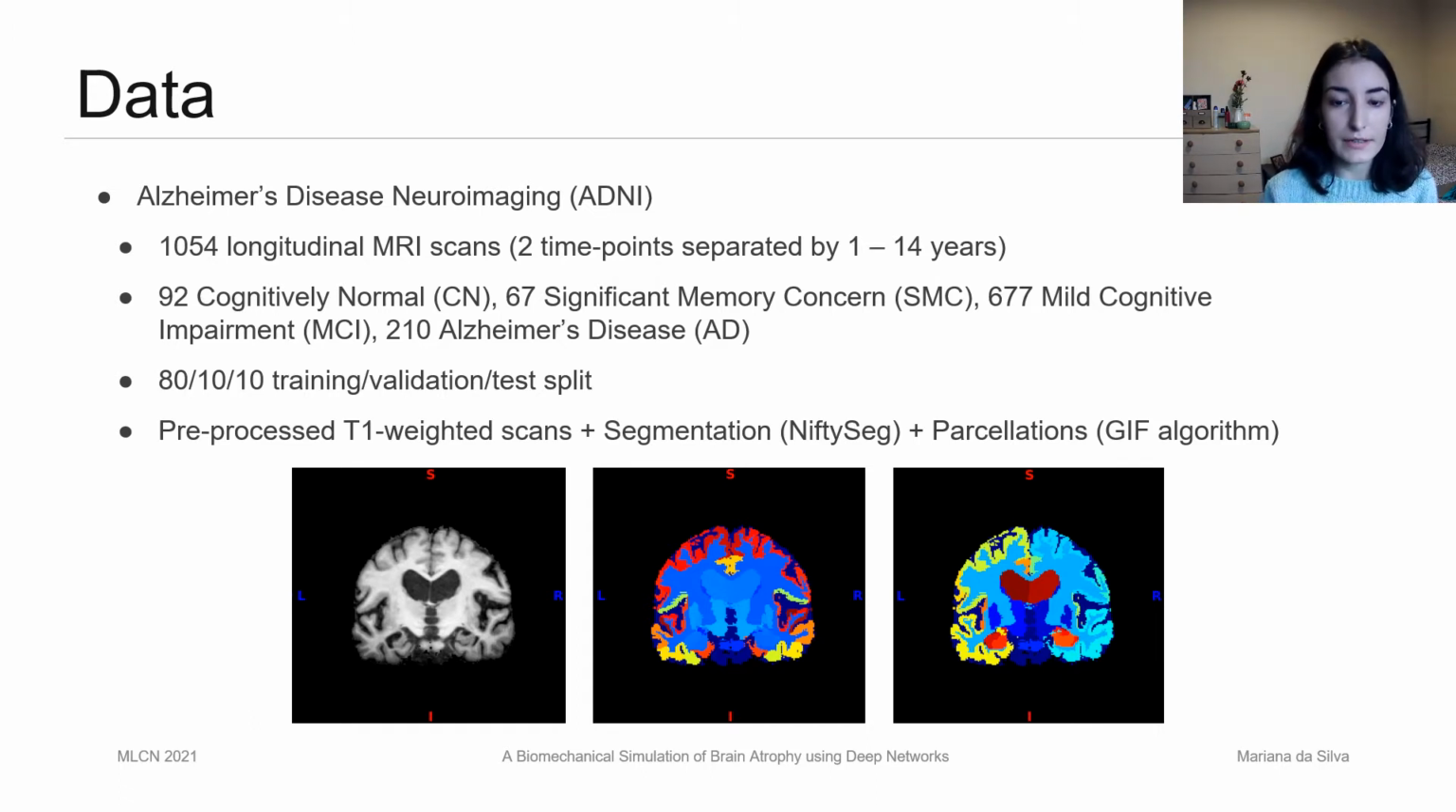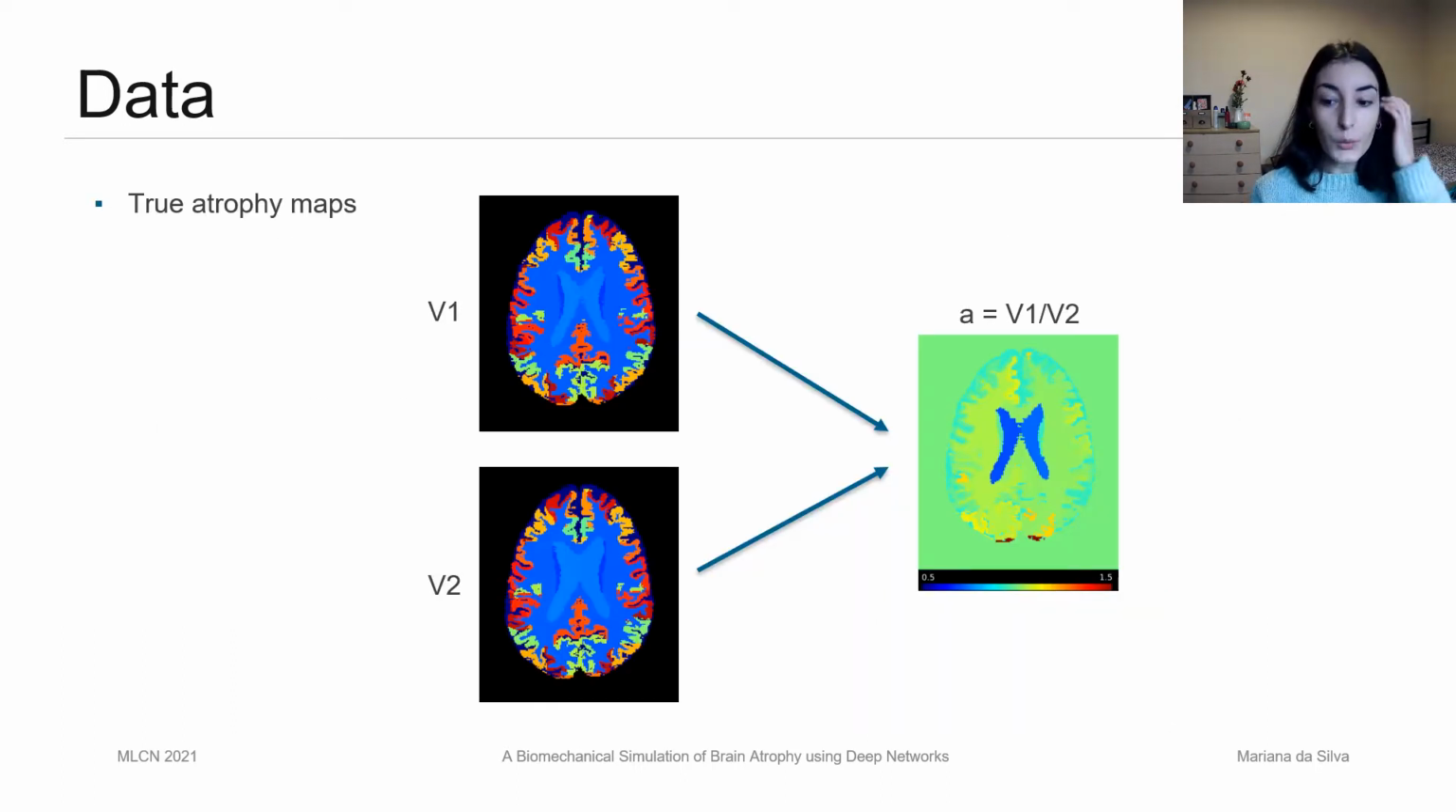In addition to brain-extracted T1 images, we use segmentations and parcellations of the tissues. We use these parcellations to compute true region-wise atrophy maps for each subject. To do this, we simply take the ratio of the volumes for each region between the two time points. So just as an example, if we had a region that's shrinking to half the size of the baseline in the second time point, the corresponding atrophy value between the time points would be 2.